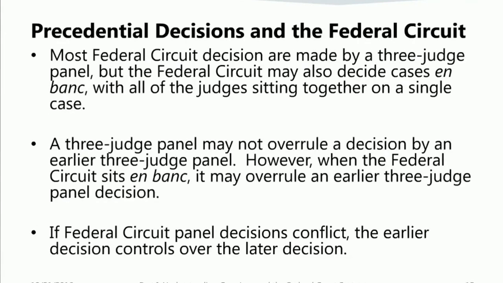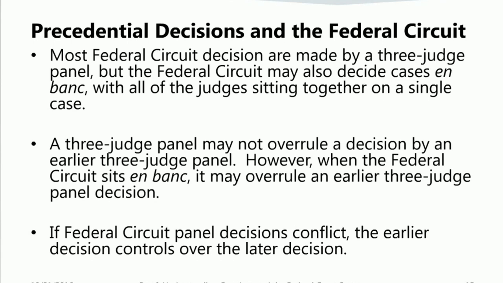Appeals at the Federal Circuit are usually decided by a panel of 3 judges. However, sometimes all of the judges on the court sit together to decide a case. This is called an en banc decision. A 3-judge panel must treat a decision of an earlier 3-judge panel as precedential and may not overrule it. The Federal Circuit must sit en banc in order to overrule a panel decision.